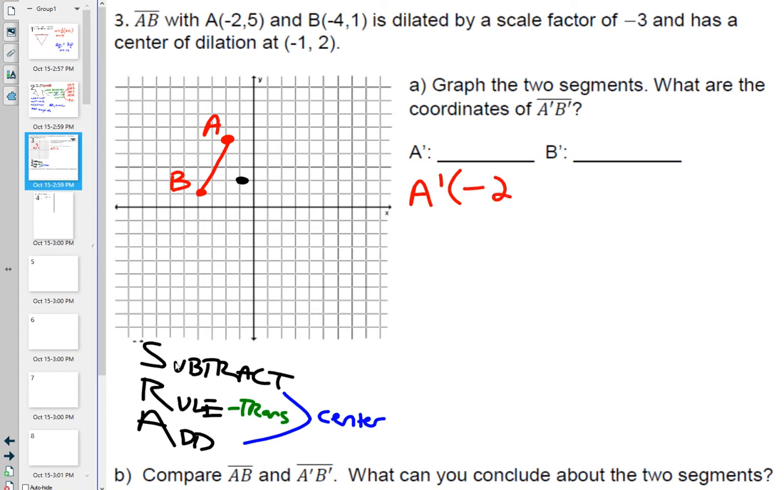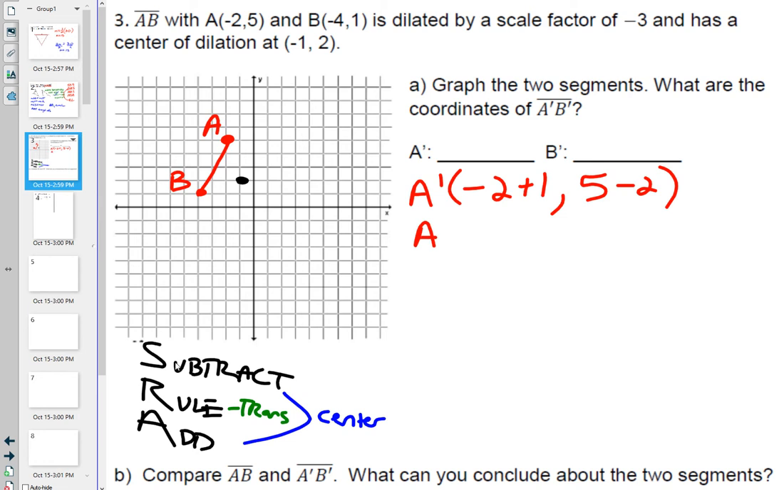But then I'm going to subtract the center of dilation. What is the X of the center of dilation? Yeah, and if I subtract -1, that's the same thing as adding 1. Comma. What is the Y of the A that we're starting at, the pre-image? Yeah, it is 5. And again, we're going to subtract the center of dilation. What is the Y of the center? 2. So we're going to go -2.